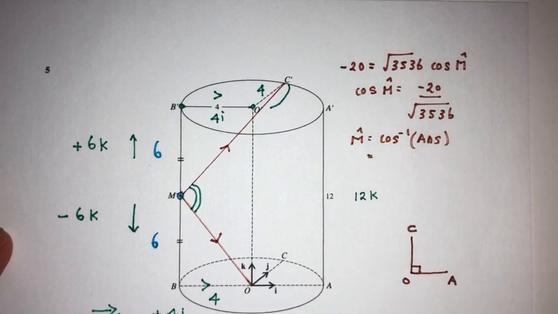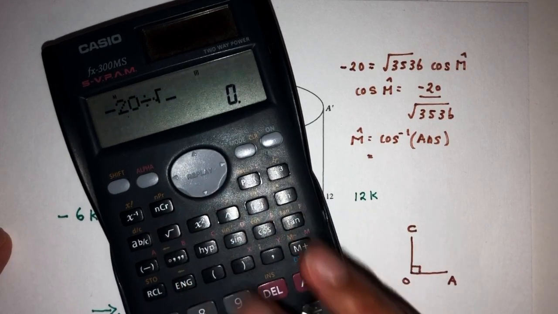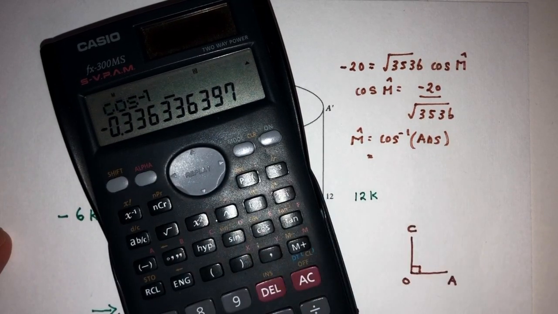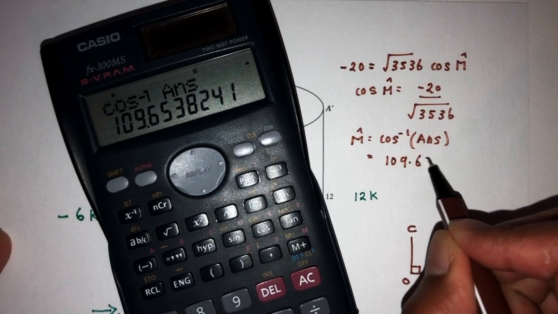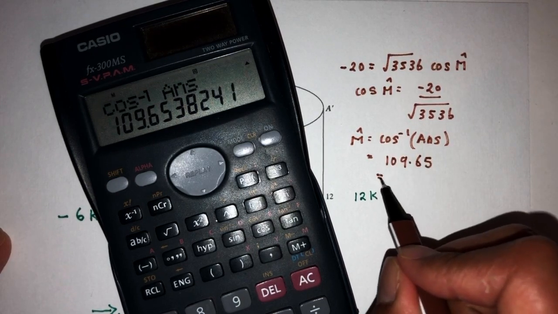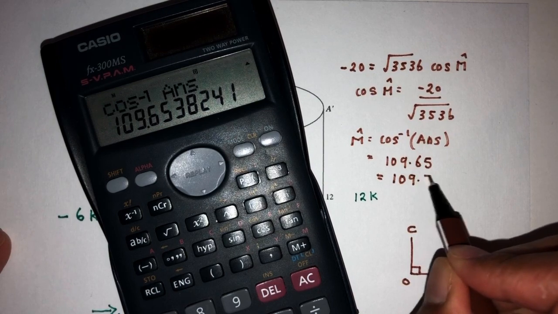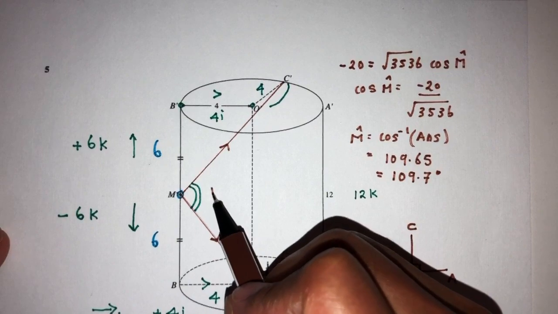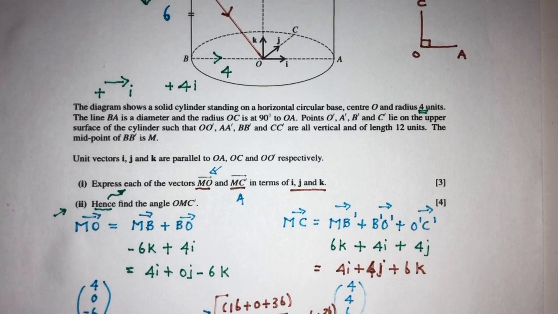Let's see what we get. So -20 divided by root of 3536, that will be this. Then we have cos inverse of that value, that will give you 109.65. If you want to correct to one decimal place, that will be 109.7 degrees. Okay, so that will be your angle M as required by the question. Okay, so that will be my question for vectors in this paper.